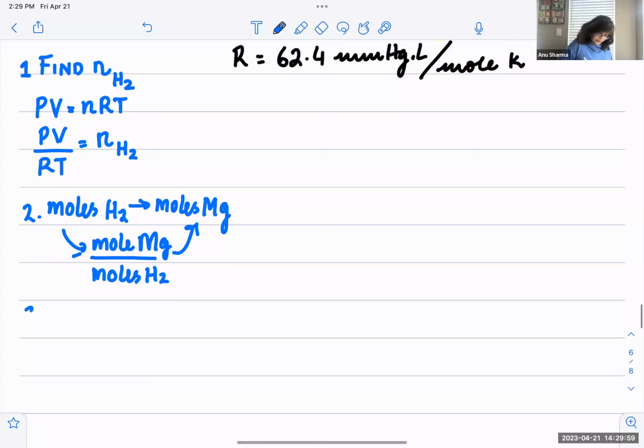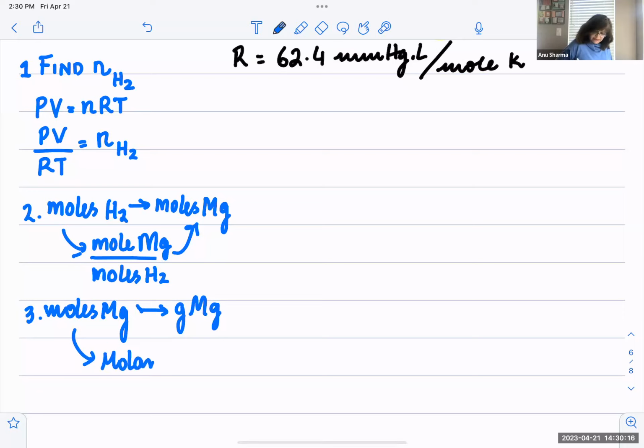Okay, now we have the moles of magnesium. So what are we going to do next? So here are the moles of magnesium. You're going to convert that to the grams of magnesium. And how would you do that? You're going to go through the molar mass. Okay, so molar mass is grams per mole. So molar mass of magnesium, and then you go from there.